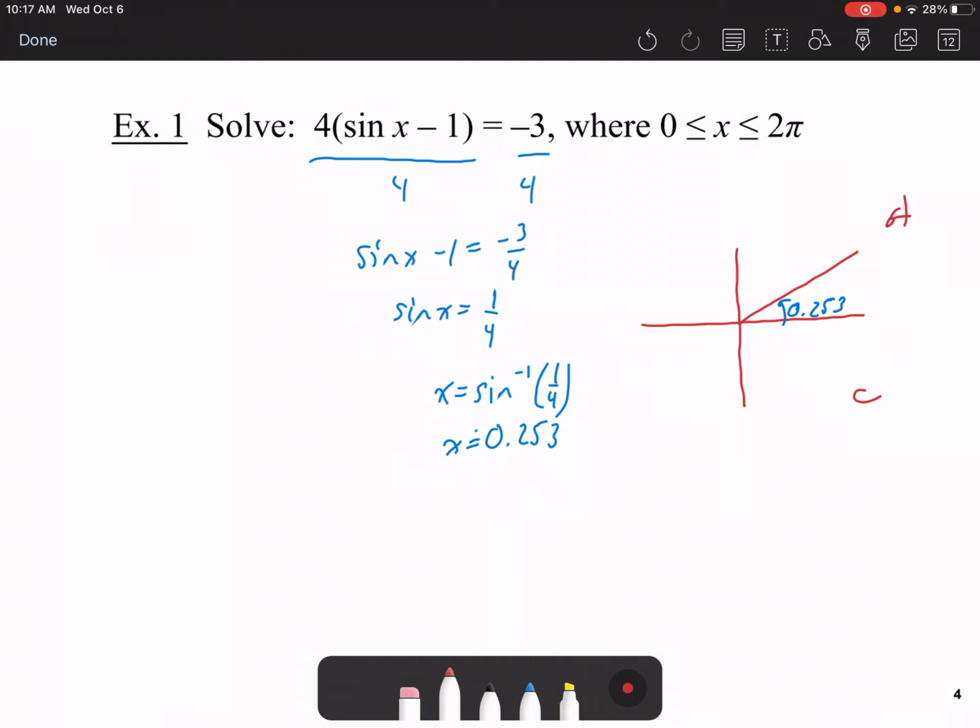Again, by CAST rule, we know sine is also positive in our second quadrant. That related acute angle is still 0.253. So the other angle here, the big one right here, can be calculated by taking the value of pi and subtracting that approximation of 0.253, which gives you approximately a value of 2.889.